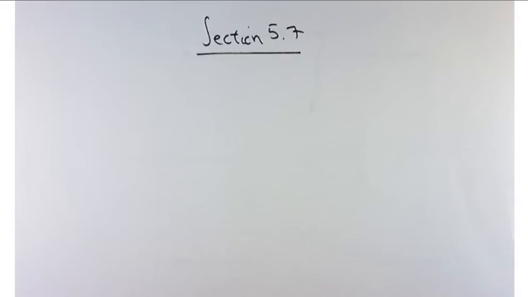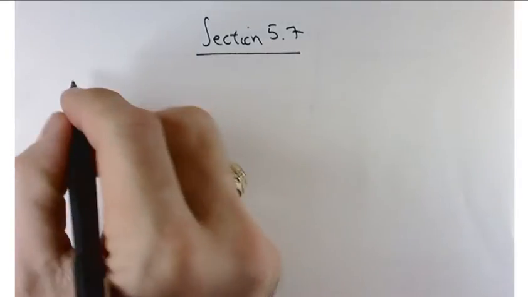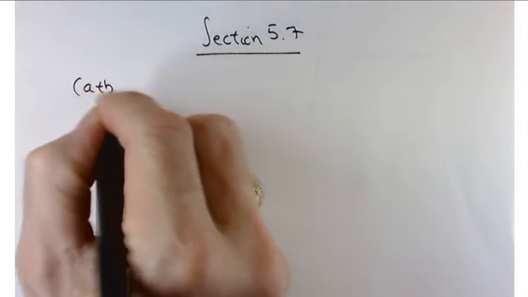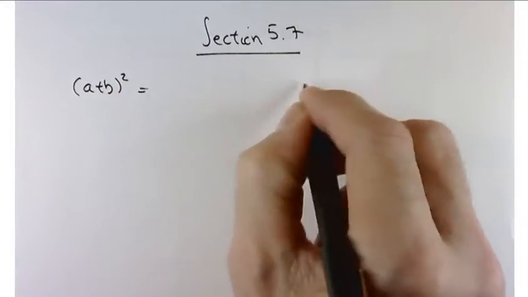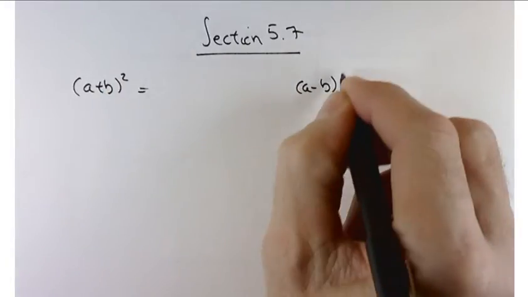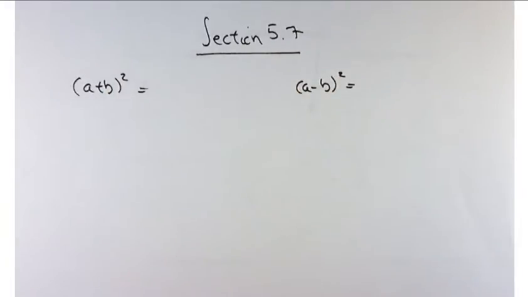Section 5.7 is going to continue to work with the product of two binomials. There's a couple special cases that we're going to work with. We're going to work with the square of a binomial and another special product. So stuff like this.